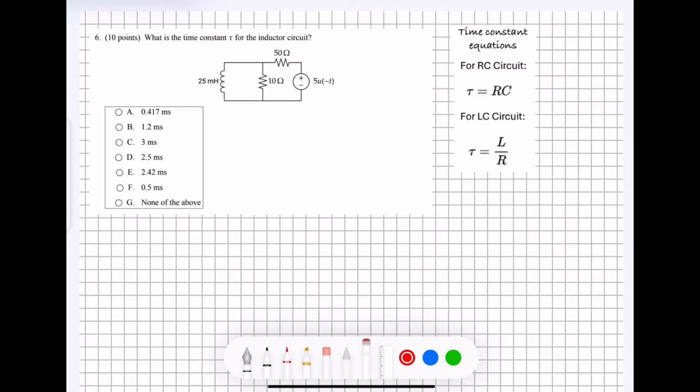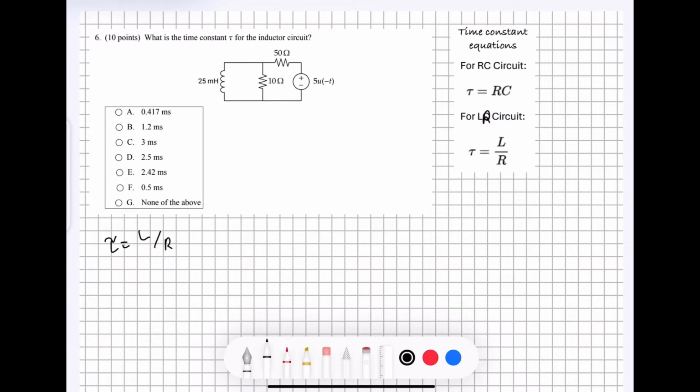Question number 6 asks, what is the time constant tau for the inductor circuit? In order to solve this problem, we need to remember our time constant equations. For an RC circuit, tau is equal to R times C. For an LR circuit, tau is going to be equal to L divided by R. So because we're dealing with an inductor circuit right now, we're going to use the equation for an LR circuit, and we're going to have tau is equal to L divided by R.